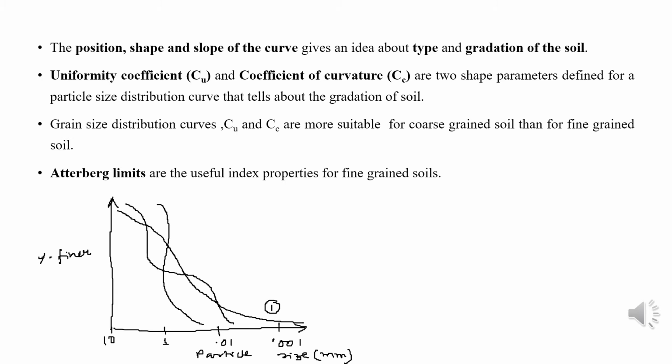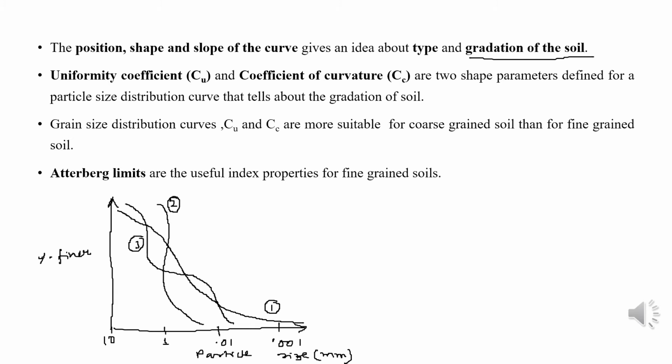So suppose this is my soil sample 1, this is my soil sample 2, this is my soil sample 3. So we will say that observing the particle size distribution curve, its position, its shape, its slope, will give us an indication of the type and the gradation of soil.